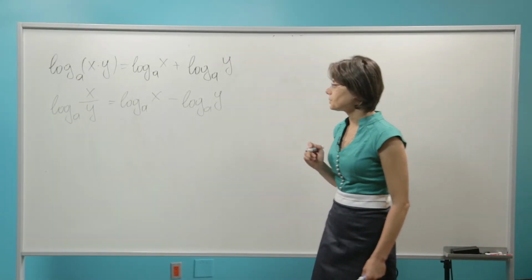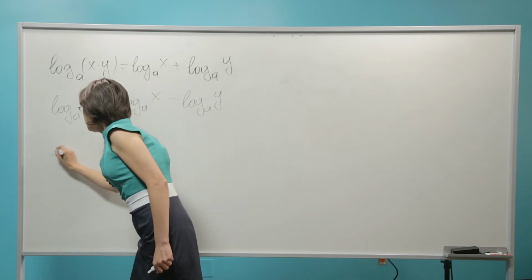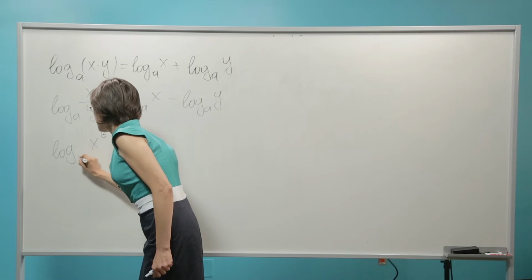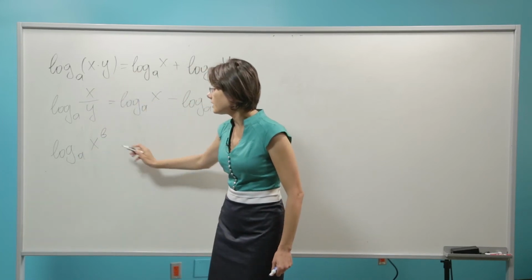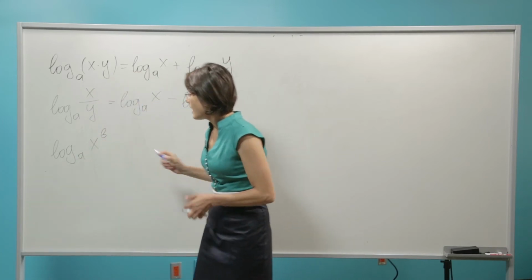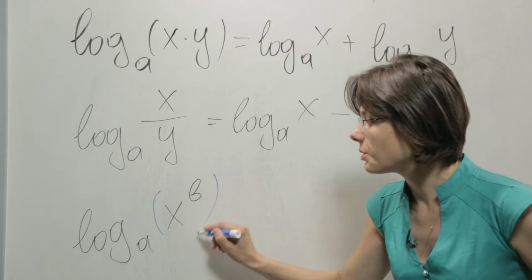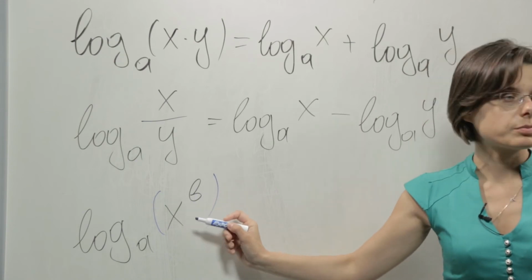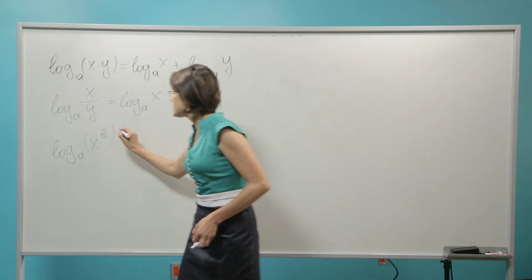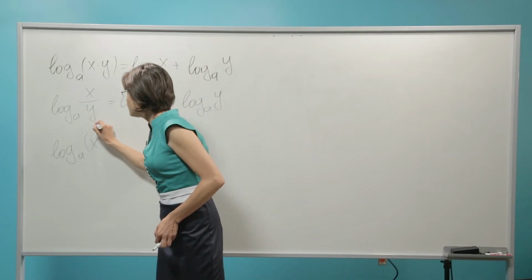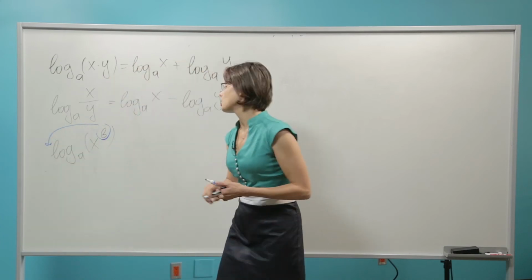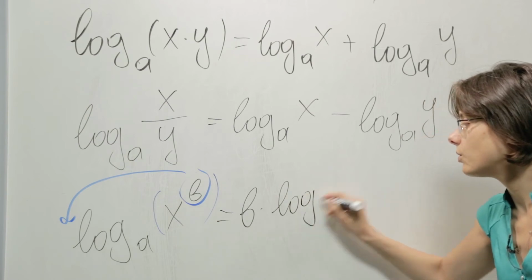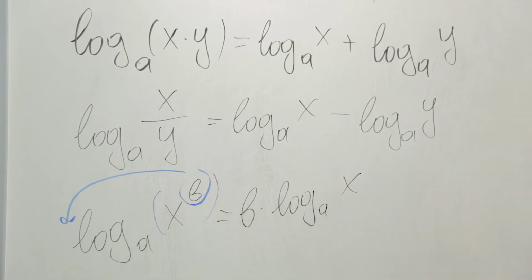Another very important rule is the following. If we have logarithm of x to the power of b with base a, and be careful here that actually x is to the power of b, not the whole logarithm, but whatever is under the logarithm is raised to the power of b. Then we can just take this power and pull it in front of the logarithm. So it would be equal to b times logarithm of x with base a.